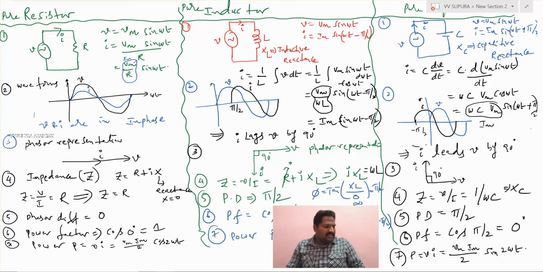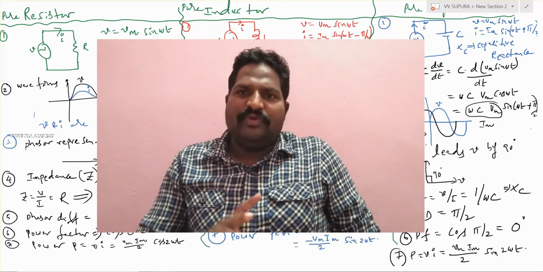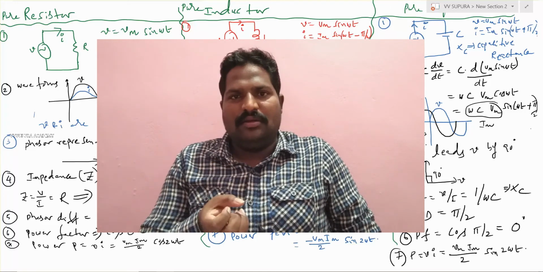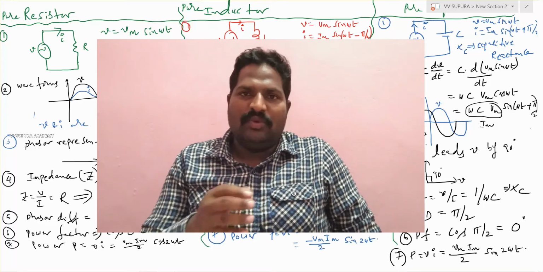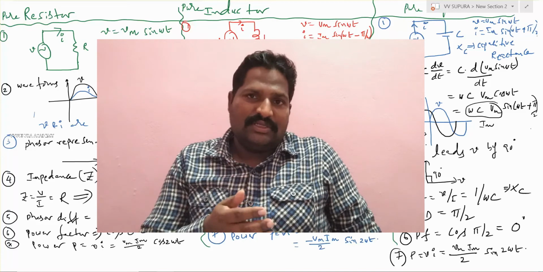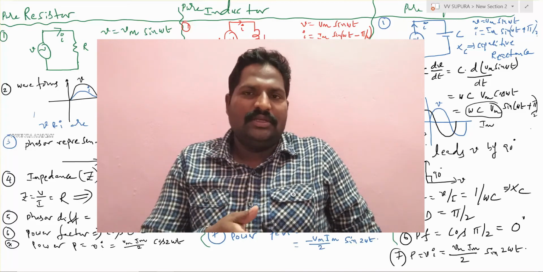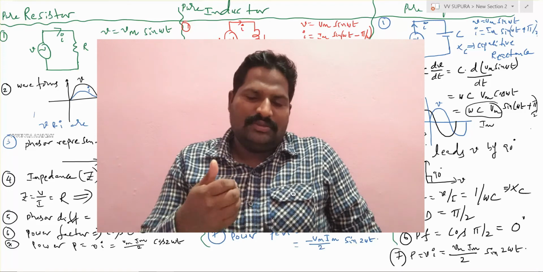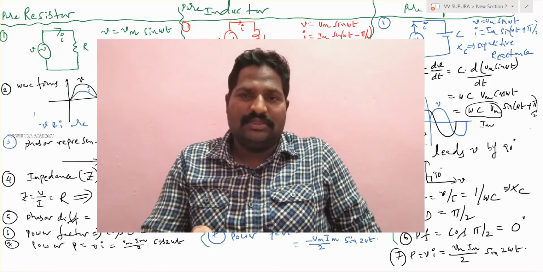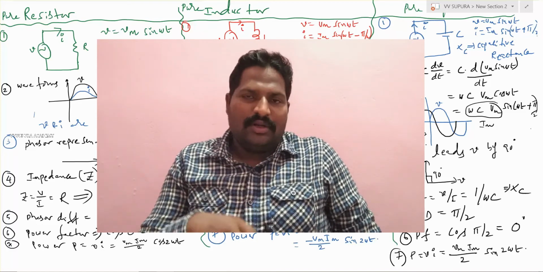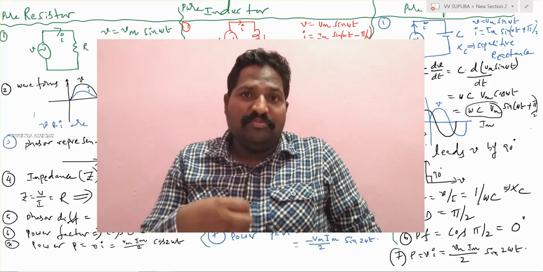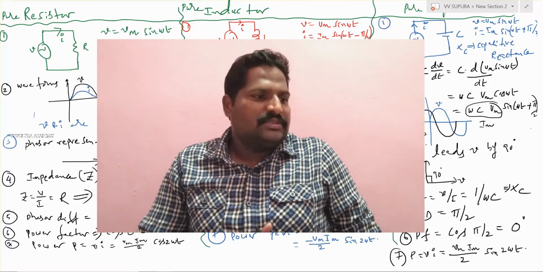So whether it is phase difference, power factor, power, impedance, or phasor representation, everything can be done in a single screen. When you are giving a sinusoidal alternating supply to a pure resistor, what is the relation between voltage and current, and what is the power factor or the phase difference? These values will be calculated. Similarly, when you are giving a sinusoidal supply to a pure inductor and a pure capacitor, what is the relation between voltage and current? What is the power factor, the phase difference, and the impedance? These values are also discussed here.